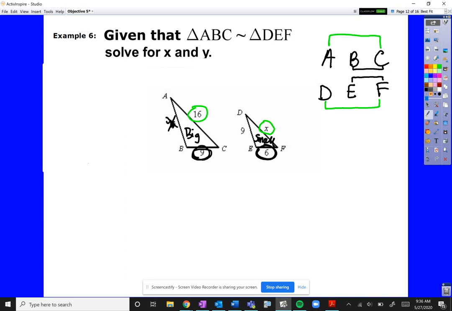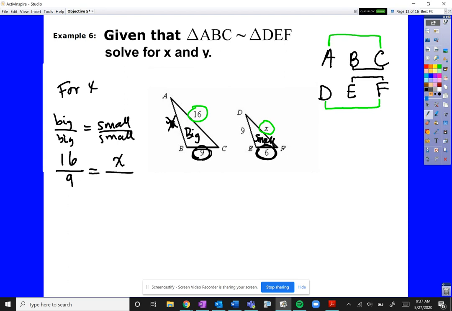All right, so this is for x. We're going to go big over big equals small over small. So let's go the big diagonal over the big bottom: 16 over 9 equals the small diagonal over the small bottom. And you could flip those. You could do big bottom over the big diagonal, or the small bottom over the small diagonal side, but you just got to make sure you're consistent.